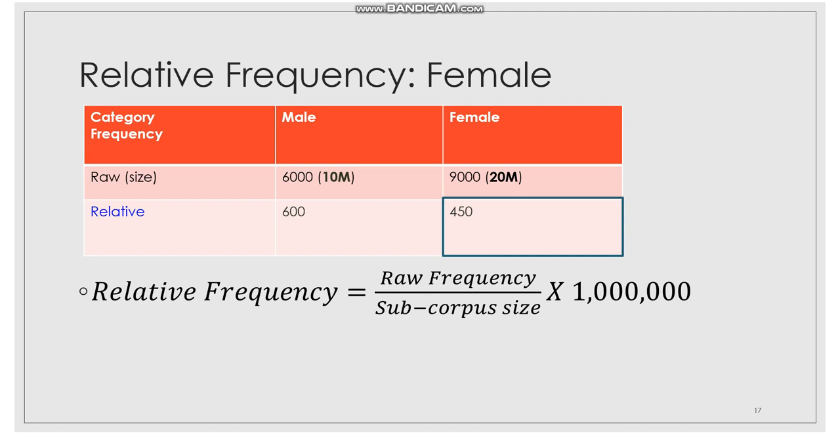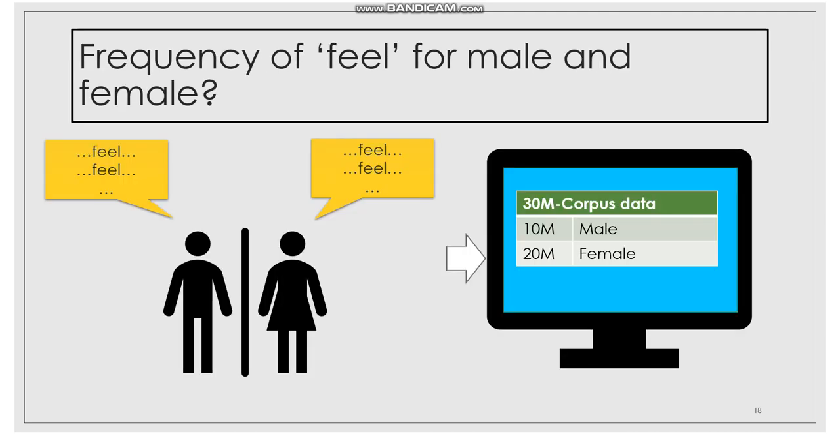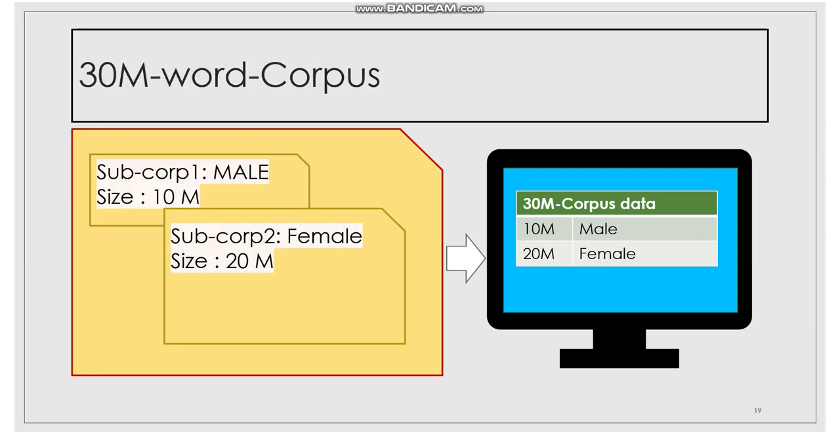Now, let's get back to our question. How frequently do male and female speakers use the word feel? Let's begin by describing our corpus data. Our corpus is composed of 30 million word tokens, which can be divided into male speakers data, 10 million tokens, and female speakers data, 20 million tokens.